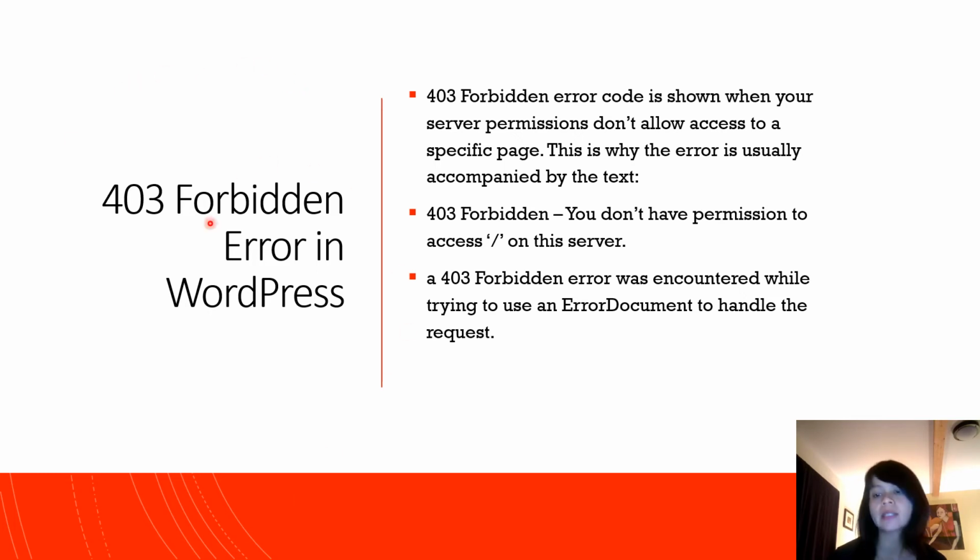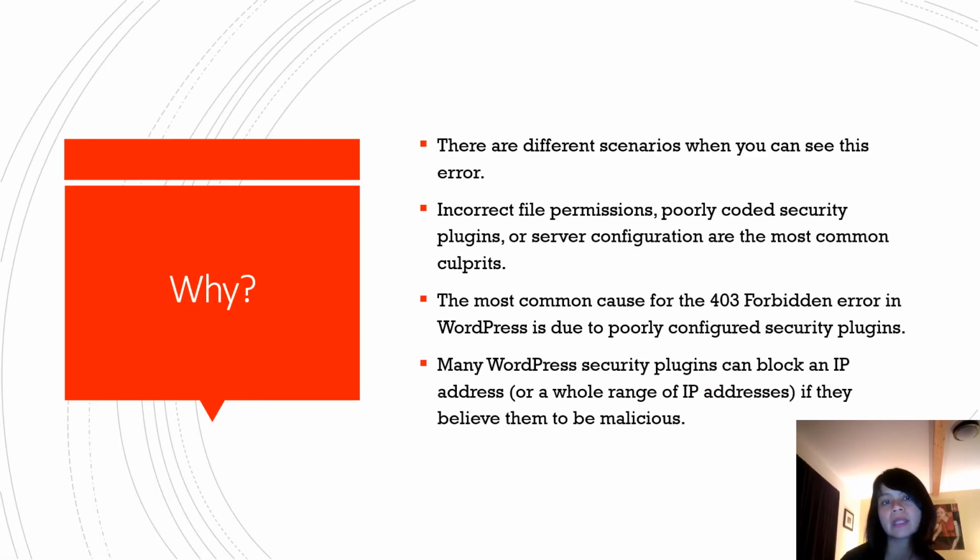The next error that is also quite common is the 403 forbidden error in WordPress. The 403 forbidden error code is shown when your server permissions don't allow access to a specific page. This is why the error is usually accompanied by the text, "You don't have permission to access on this server." Or, "A 403 error was encountered while trying to use an error document to handle the request." So you might see something like that.